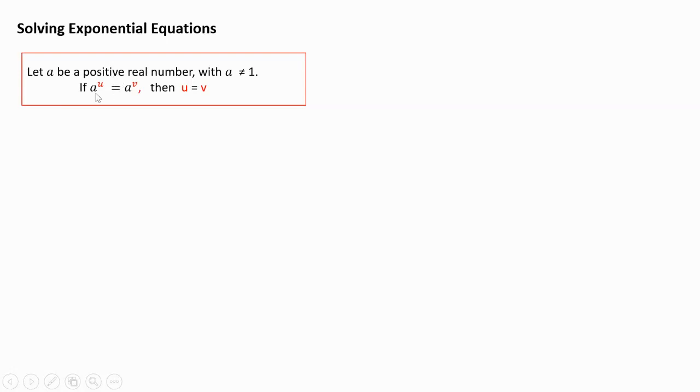Okay, so this is a rule we're going to use. Let A be a positive real number where A cannot be equal to 1. If A to the U equals A to the V, right? If you have the same base, then the exponents must equal each other. That's what the rule is stating here. Example, we have 3 to the x equals 3 to the fifth power, right? So if these are the same base, then the exponents must equal each other. So x equals 5.